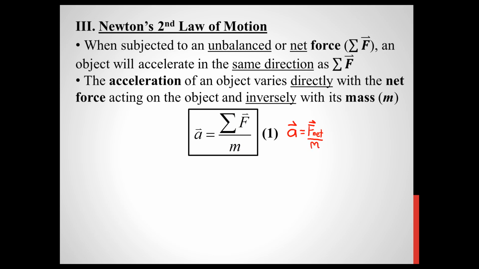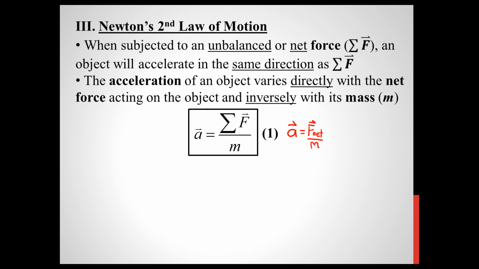m. Okay, so if you look at the equation right here, you can see that there is a direct relationship between net force and acceleration. So the bigger the net force, the bigger acceleration gets. And because that mass is in the denominator of the equation, there's an inverse relationship between a and m, which means that the bigger the mass is, the smaller the acceleration. I think that's also pretty intuitive.